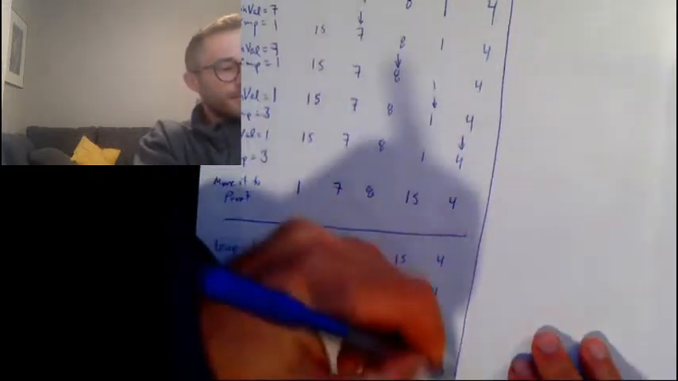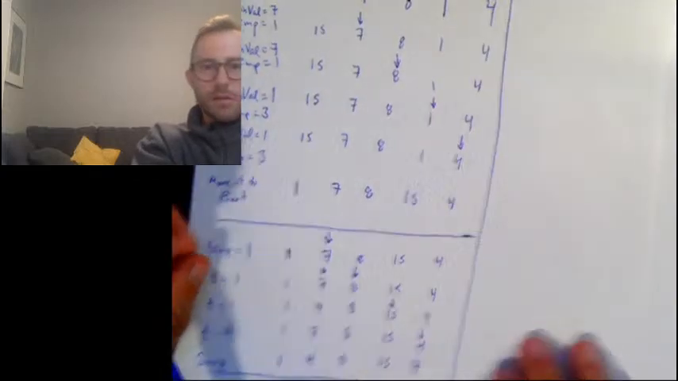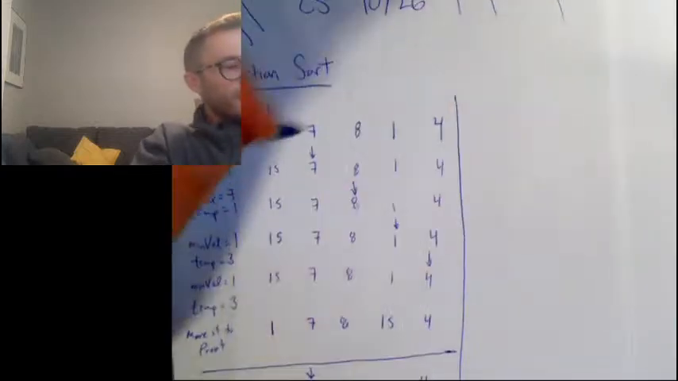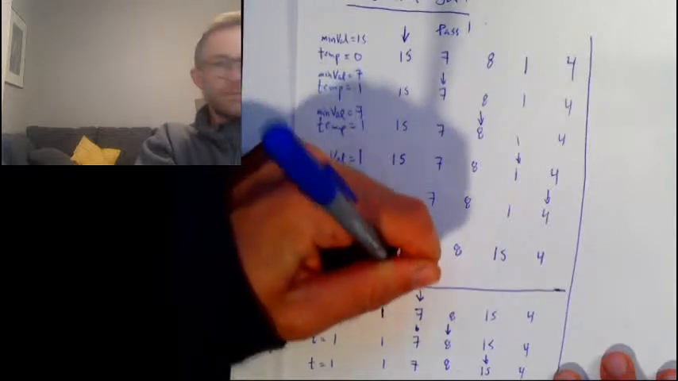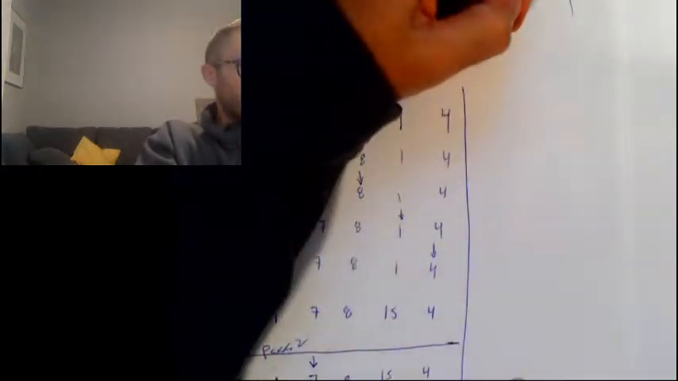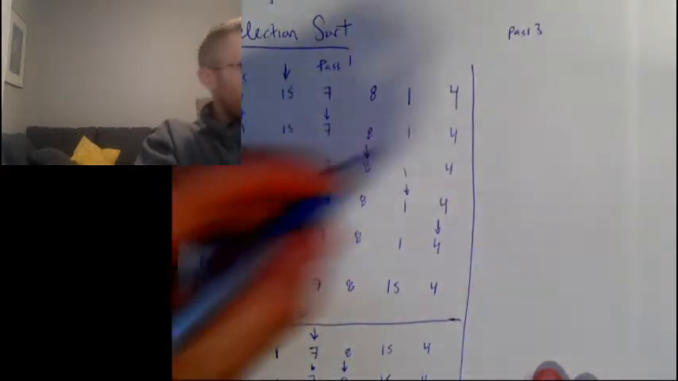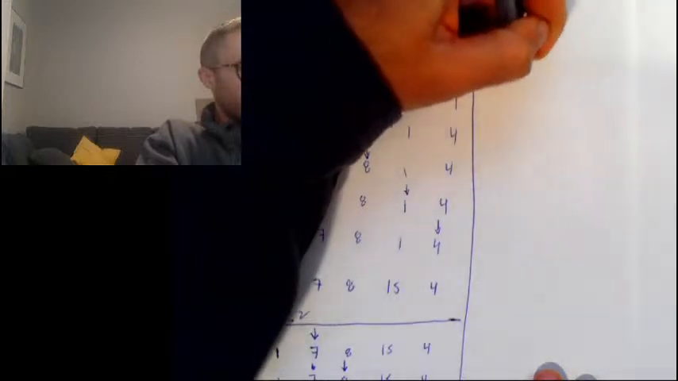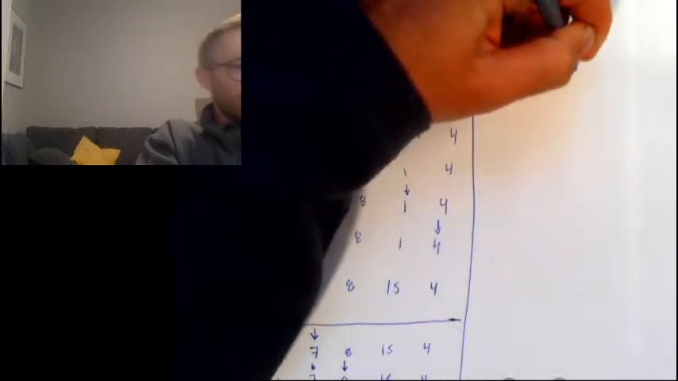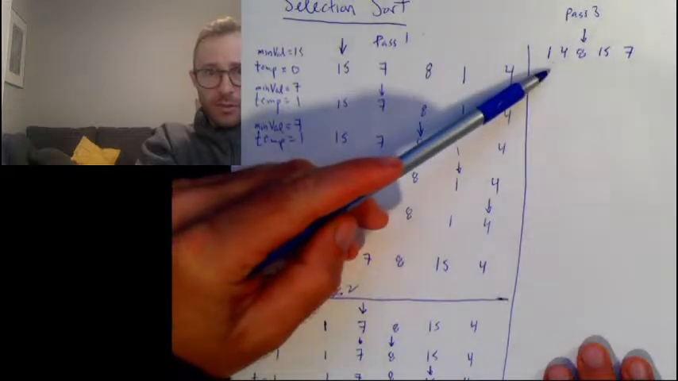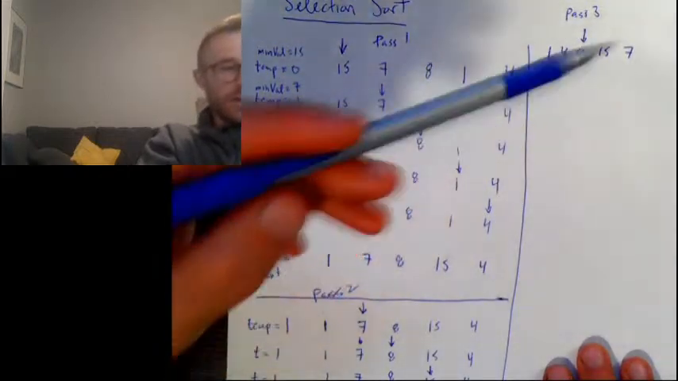All right. So now I'm going to go through again. I'll call this pass 1. This is pass 2. Okay, so now let's do pass 3. So our array is 1, 4, 8, 15, 7. And now in pass 3, I start my focus not on 1 or 4 because those have already been sorted into place. So now I go to the next one and I start there.